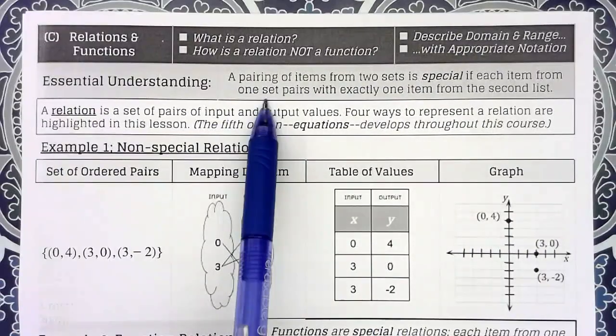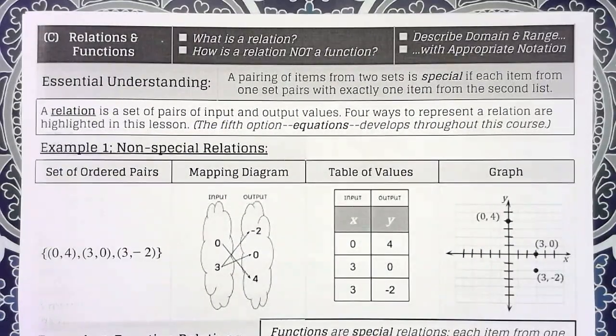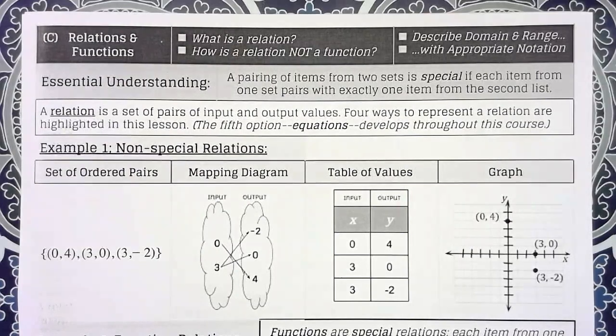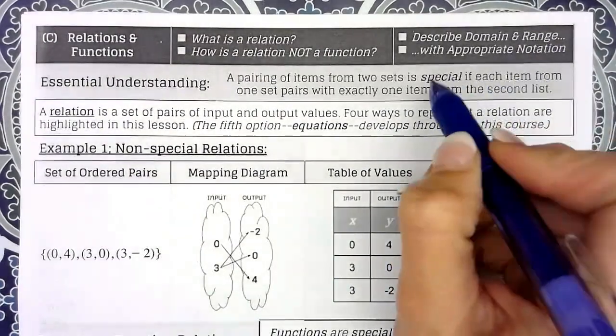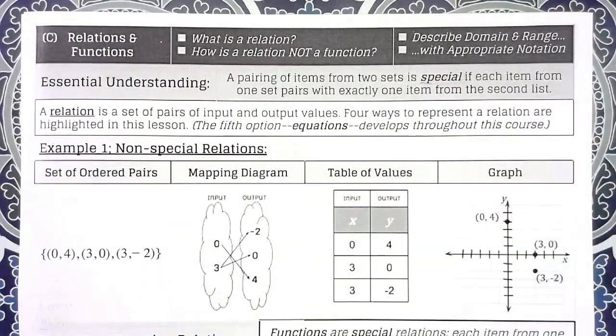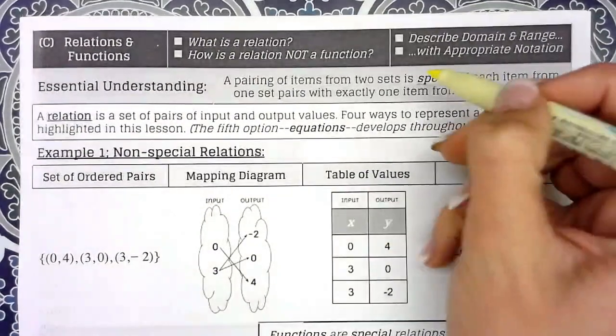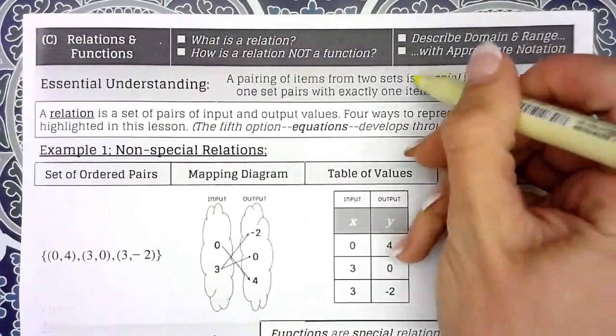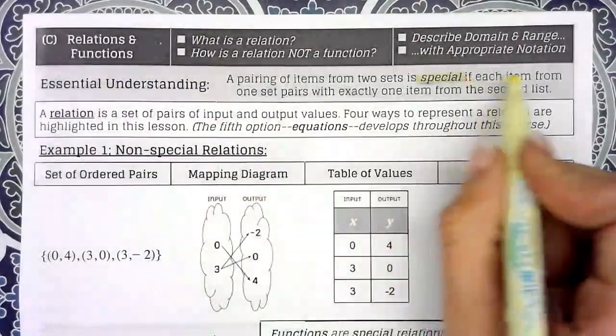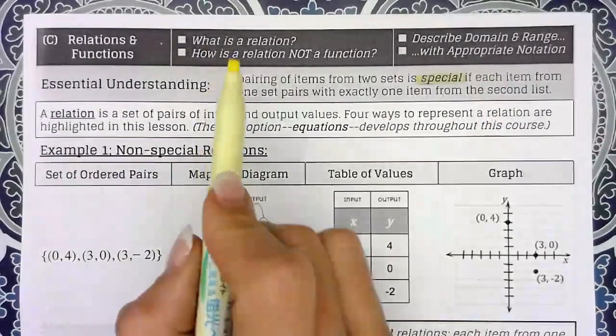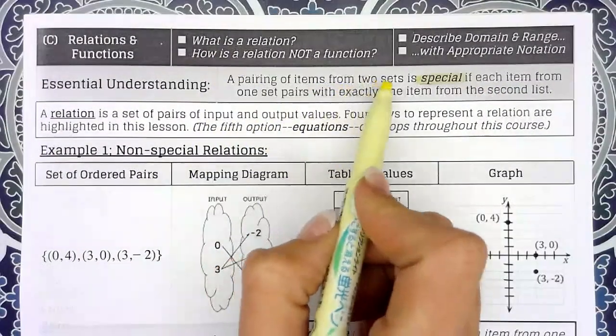So, essential understanding: a pairing of items from two sets is special if each item from one set pairs with exactly one item from the second list. So we're talking about a special set over here. The special one that we're referring to right up here is going to be a function. This is essentially the definition of a function. A relation is a pairing of items from two sets.